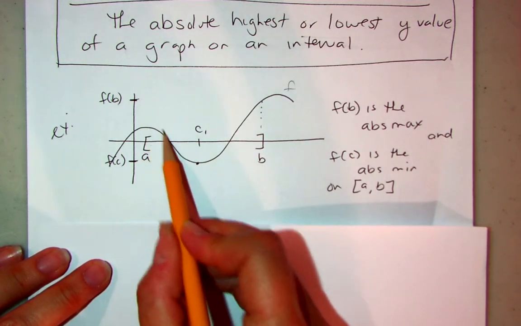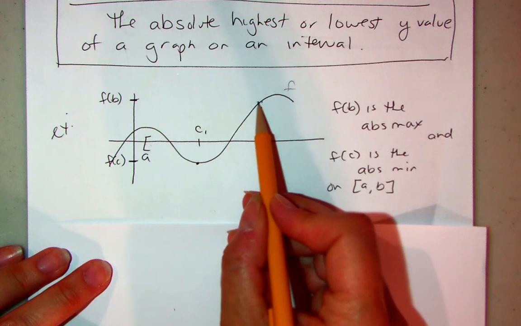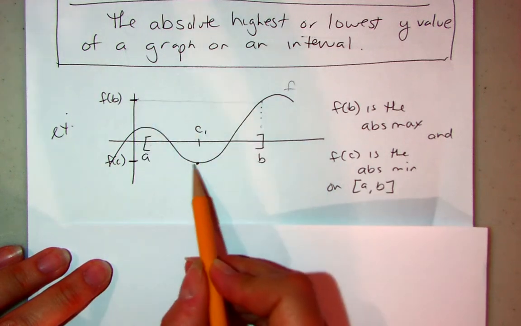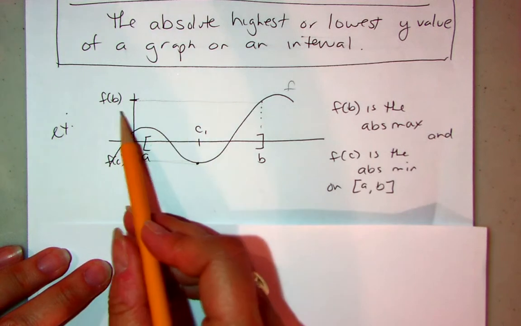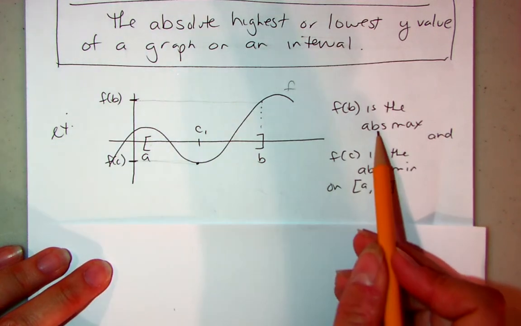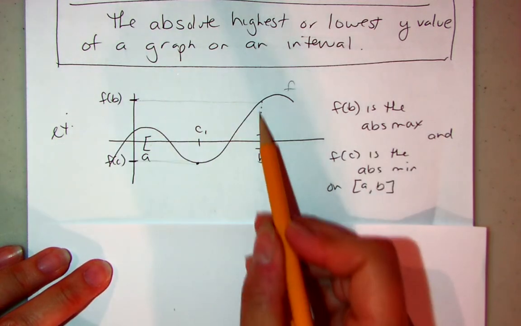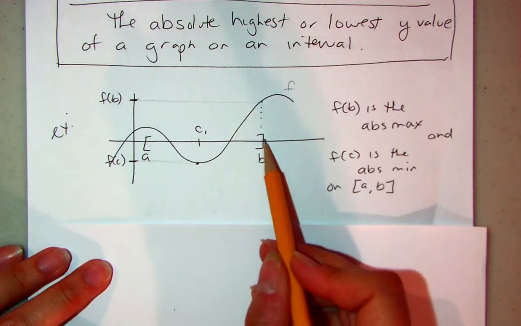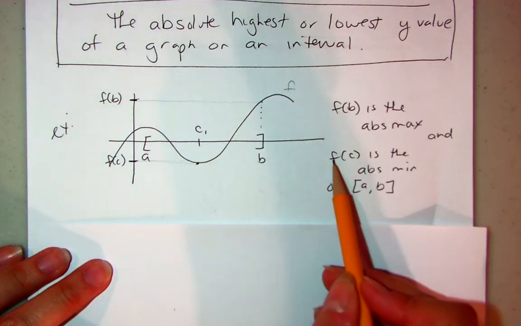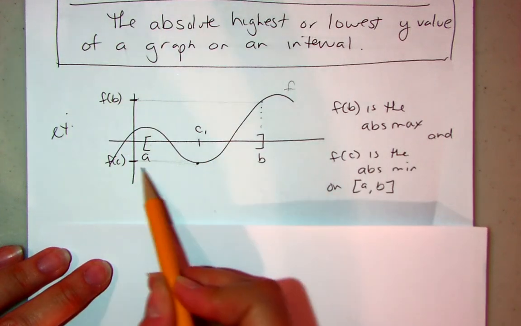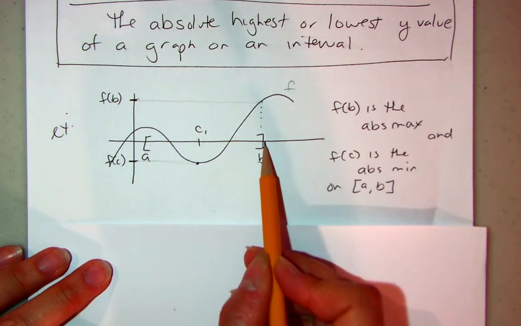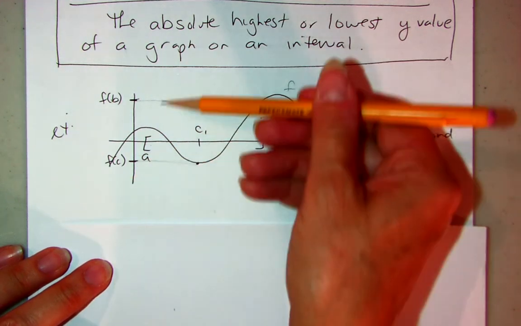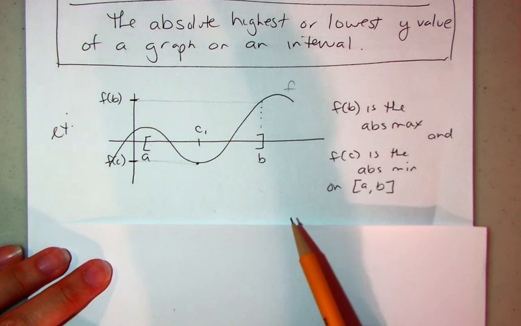So when I look at these values, at this one here, and then the lowest would be here. Within this interval here, f of b, which is a y, is the absolute maximum. That's the absolute maximum or highest y value within this closed interval from a to b. And f of c is the absolute minimum. It's the lowest y value in this interval from a to b. You can't go any lower and you can't go any higher within this closed interval.